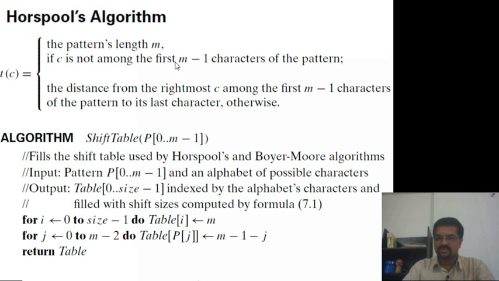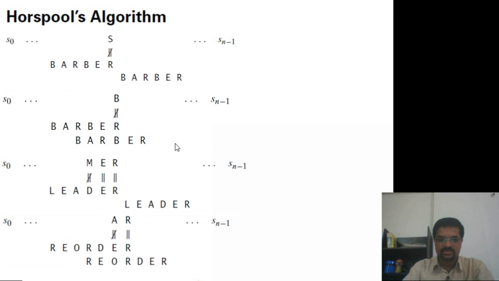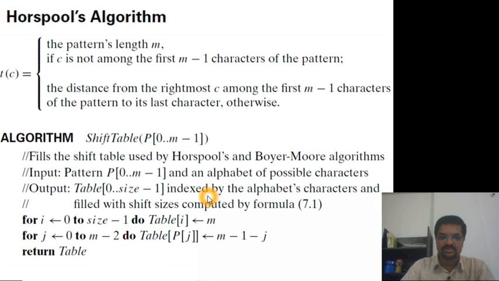If C is not among the first m minus 1 characters in the pattern, obviously the pattern's length m is my shift value for this character. Otherwise, look for the distance from the last character to the rightmost C in the first m minus 1 characters. In this case, R is not present anywhere, so that's the first case. This R is present here, so this is the rightmost case. Even though it is present here, this is the rightmost case. So 3 is going to be my shift value for this case.